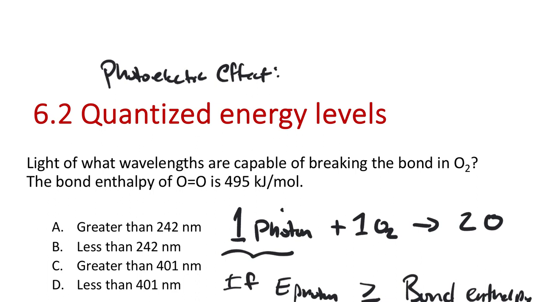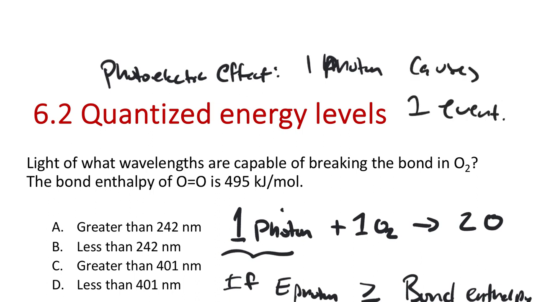The photoelectric effect is, basically, one photon causes one event to take place. So one photon being the least amount of light you can have. That one single photon can cause one event to take place, but it just has to carry enough energy to cause that change, like breaking a bond or causing an electron to be ejected from a metal atom. As long as we have enough energy in that single photon, then we can cause that change to take place.